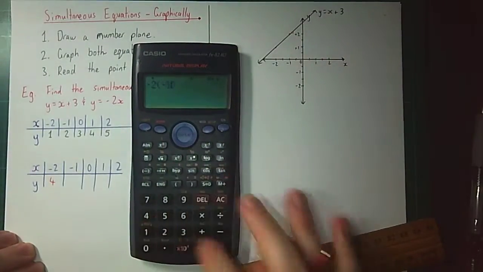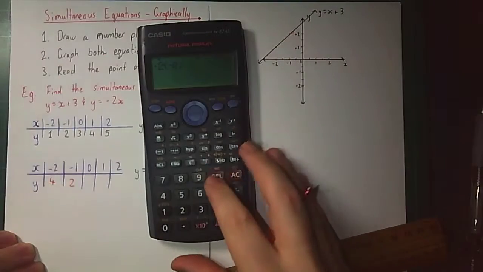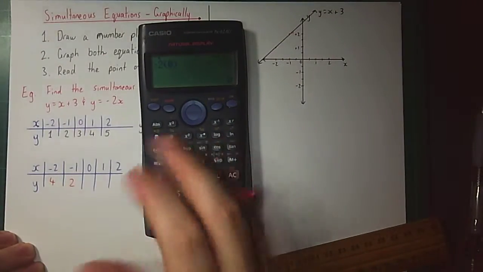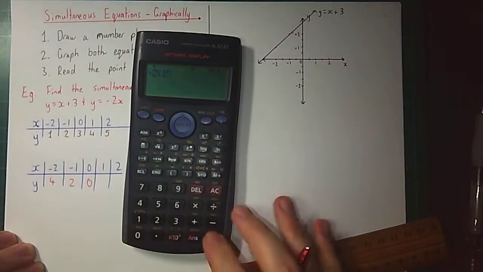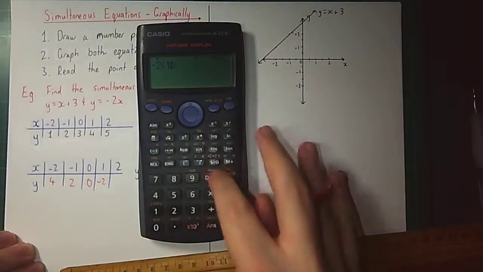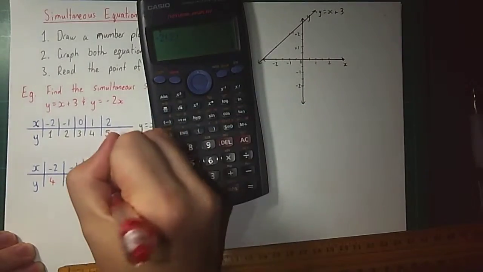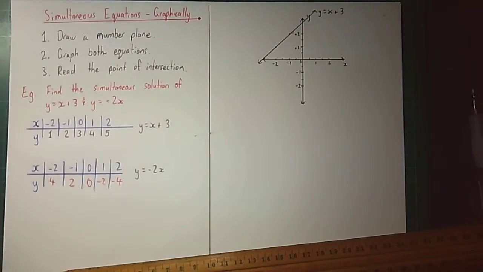Change it to a minus 1. We get 2. Change it to a 0. We get 0. Change it to a 1. We get minus 2. And change it to a 2, we get minus 4. So now we've got those, we can graph them.